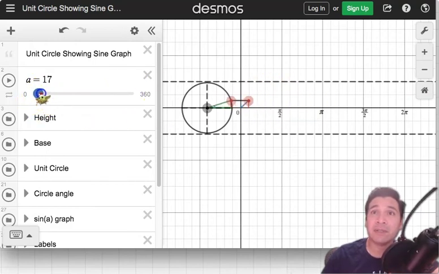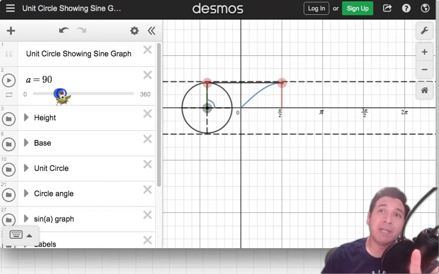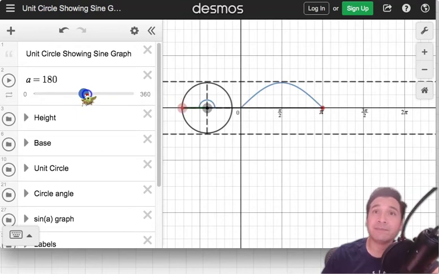So as we get to pi over 2, we reach a maximum height on the unit circle, right? At pi over 2, we have a maximum height of 1, y is equal to 1. And then once we pass that angle, the y value starts to decrease. So as the angle increases to pi, the value of y gets smaller and smaller and smaller. And then once we get to pi, now it's at 0.